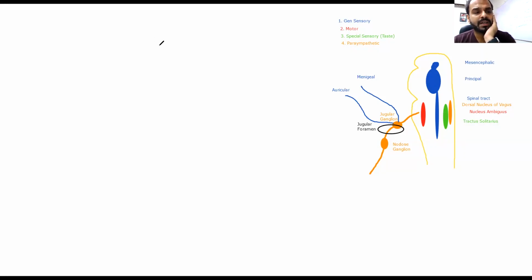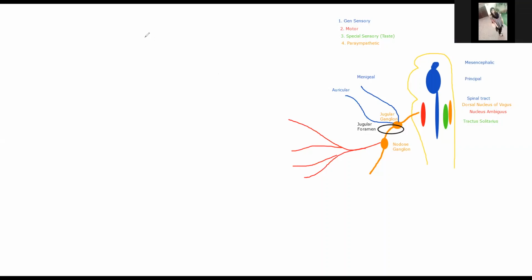Now, as we go down at the level of the nodose ganglion, or the inferior ganglion, this nerve gives a large plexus, which is made up of both red fibers as well as blue fibers. This network is known as the pharyngeal plexus. Now look, we had a pharyngeal plexus in the 9th nerve also, and now we have a pharyngeal plexus in the 10th nerve also. This is the pharyngeal plexus, which is majorly motor and partly general sensory.